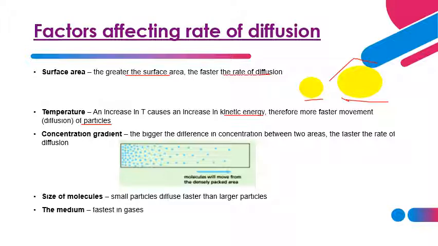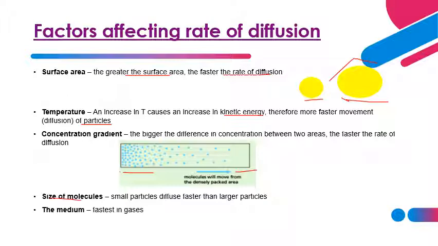Concentration gradient. The bigger the difference in concentration between two areas, the faster the rate of diffusion. This means that if this area with high concentration has a concentration that is way higher than the concentration of this area, the difference between these areas will cause this low concentration area to crave for more particles to be diffused into its area. Therefore, this speeds up the rate of diffusion.